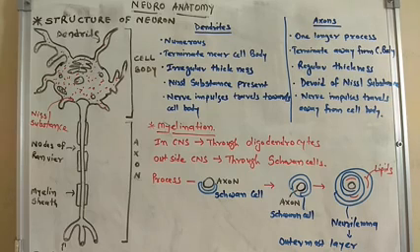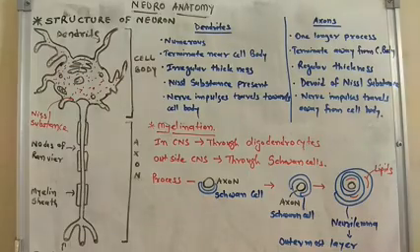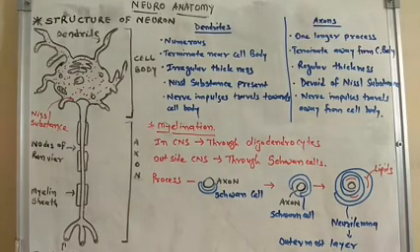So the axons can be classified into two types according to the process of myelination. Some axons are myelinated axons and the others are non-myelinated axons. So what is the myelination process? During development, the axons come in contact with the Schwann cells. Schwann cells are the cells that participate in the process of myelination.